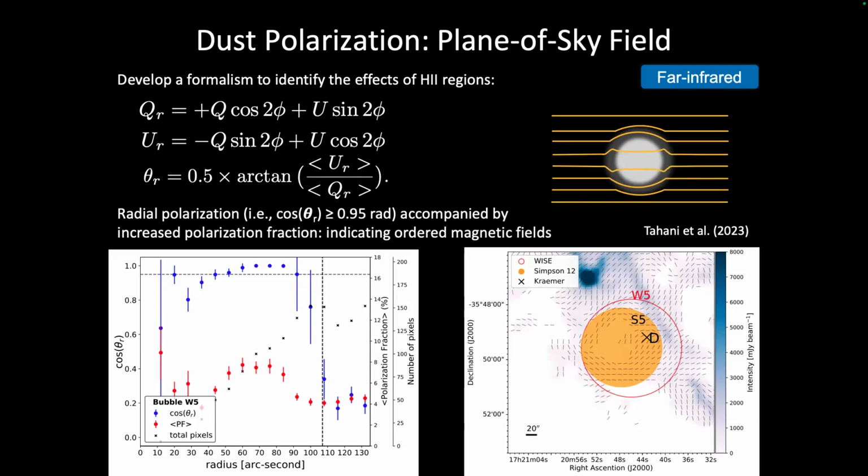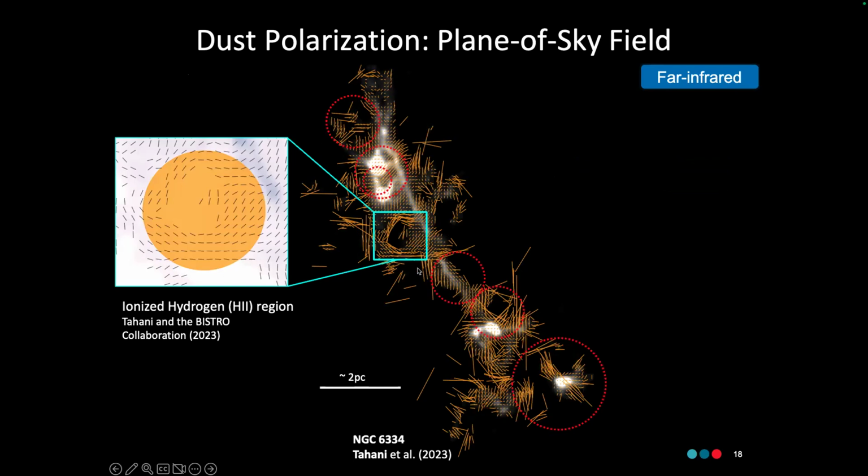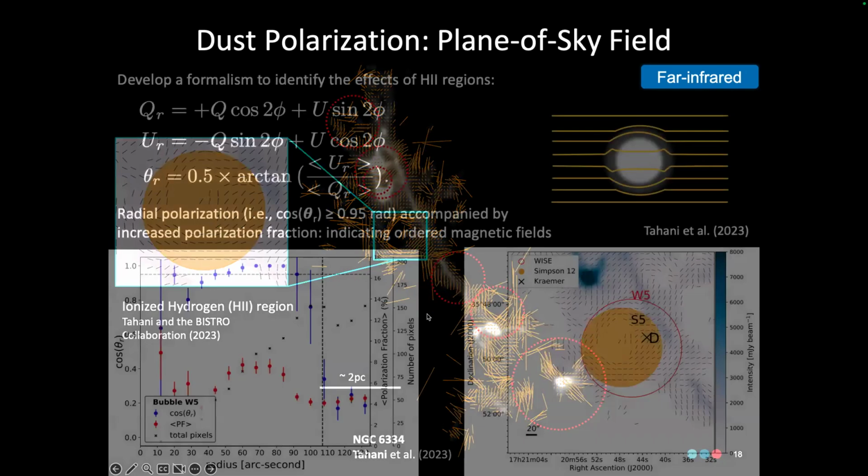In this work, I developed a formalism to quantitatively find whether the H2 regions have had the energy to push the magnetic field and orient them tangential to the surface of the bubble. And we actually see that there are a number of bubbles here, and quite a few of them have had the energy to push the magnetic fields, in this case to orient them completely tangential, in other cases somewhat tangential to the surface of the bubbles.